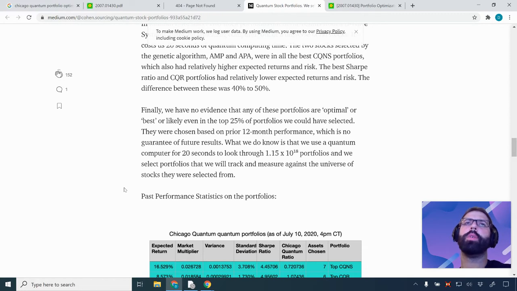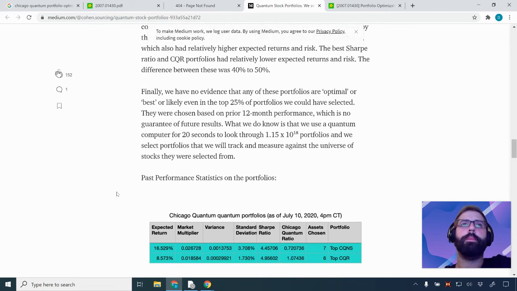What we do know is that we use a quantum computer for 20 seconds to look through 1.15 times 10 to the power of 18 portfolios, and we select portfolios that will track and measure against the universe of stocks they were selected from.